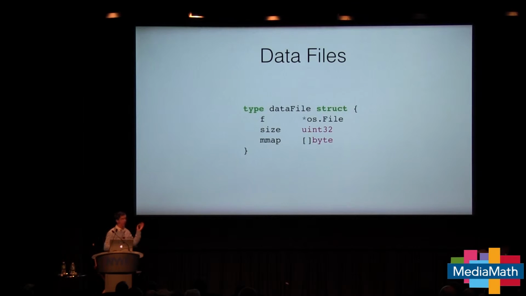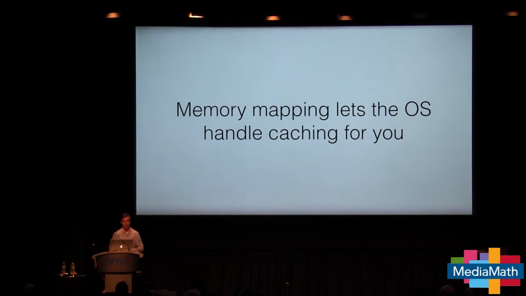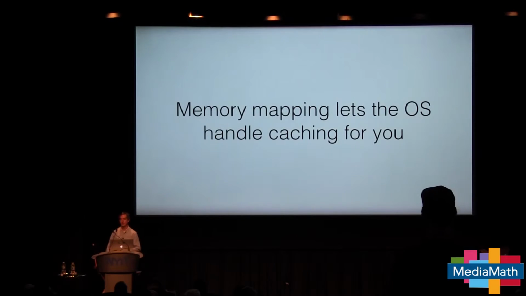We have the file handle, we have the size of it, and we have this byte slice here that we're going to use later. We're going to memory map this thing. Memory mapping lets the OS handle caching for you, which is awesome. And it also allows us to have a huge block of data that's accessible to us as a byte slice that the garbage collector doesn't know about. So we're hiding from the garbage collector, even though the 1.5 garbage collector is glorious.